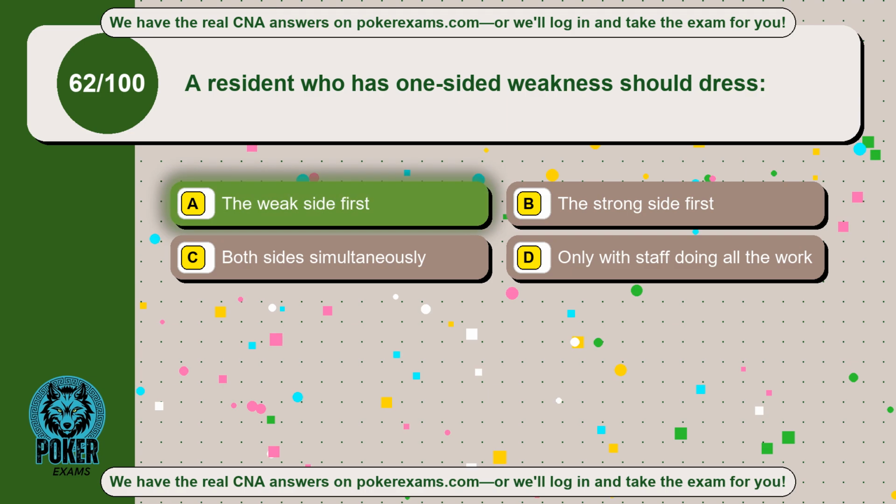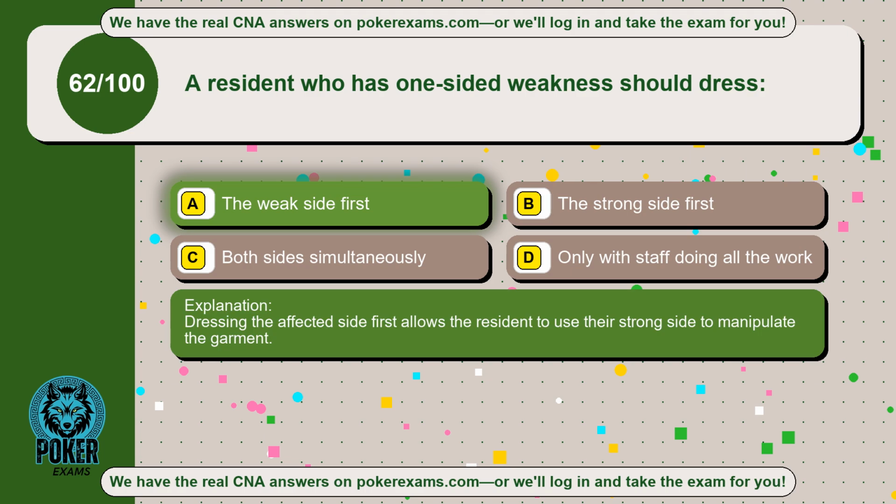The correct answer is option A. The weak side first. Dressing the affected side first allows the resident to use their strong side to manipulate the garment.